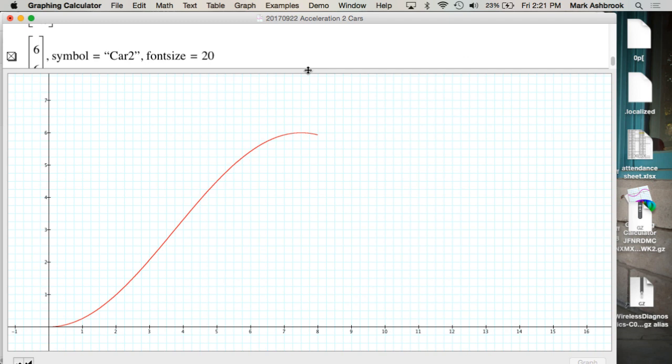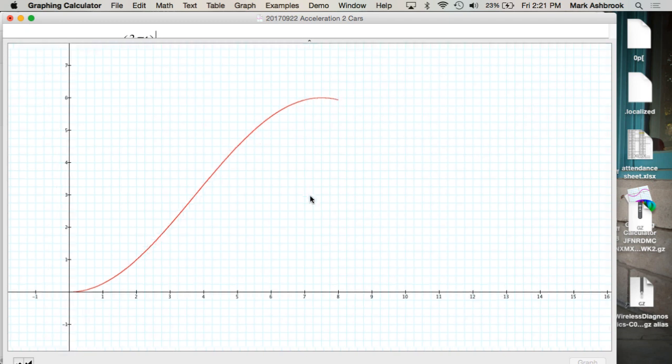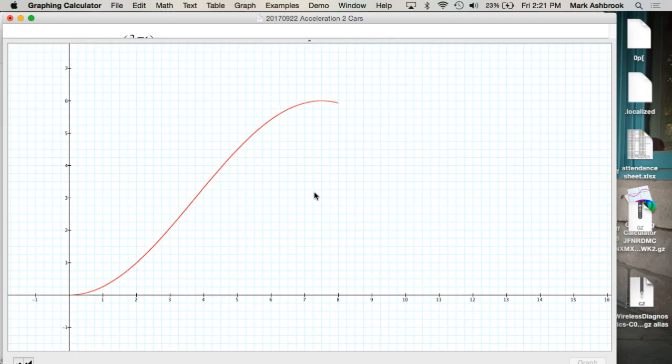Okay, another example. So this is the acceleration of a car, in feet per second per second.